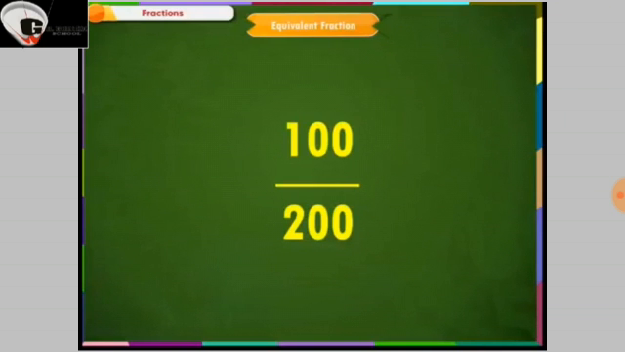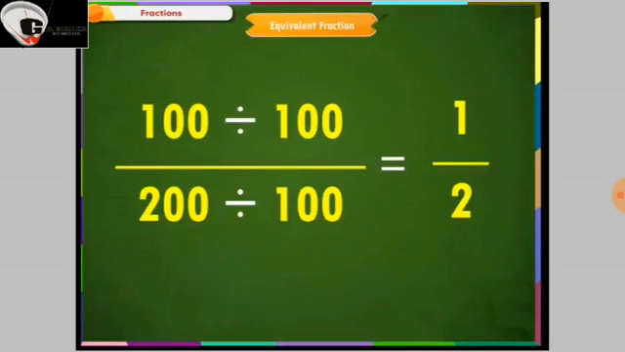We can also do the division. For example, we have 100 by 200. I will divide this 100 and 200 with 100. I will find a common factor between these two and I will divide numerator as well as the denominator with that. Here I will divide with 100. So 100 divided by 100 is equal to 1 and 200 divided by 100 is 2.